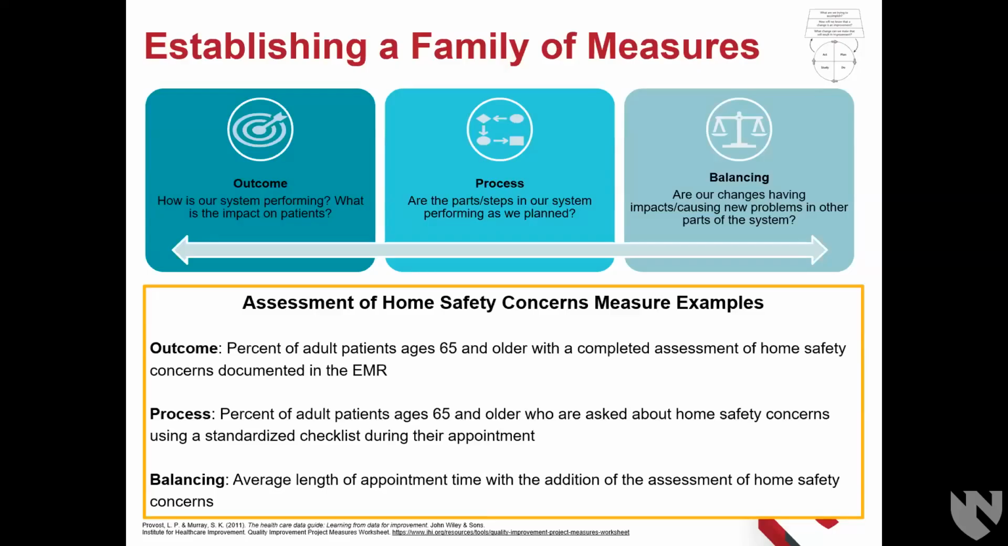So an example balancing measure for a project focused on increasing assessment of home safety concerns could be something like the average length of the appointment time with the addition of the assessment of home safety concerns. So an unintended consequence of incorporating a conversation or an assessment of this might be that the clinic appointment time tends to run a little bit longer. And then is that in turn affecting wait times or start times for other appointments?